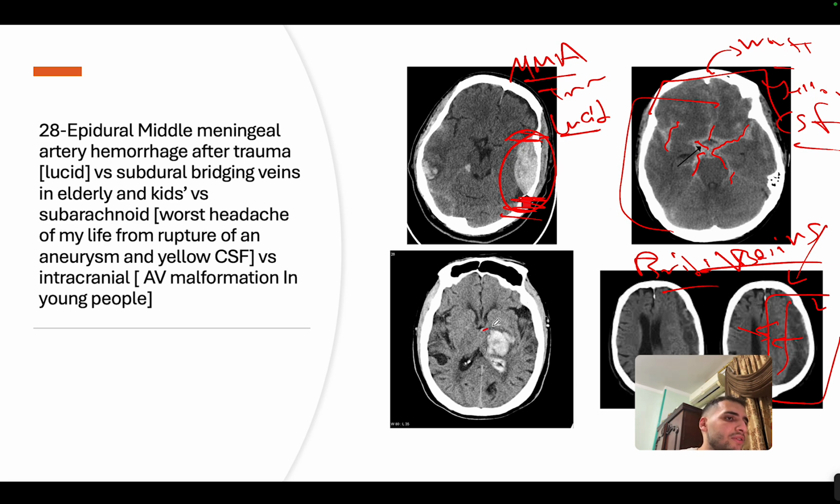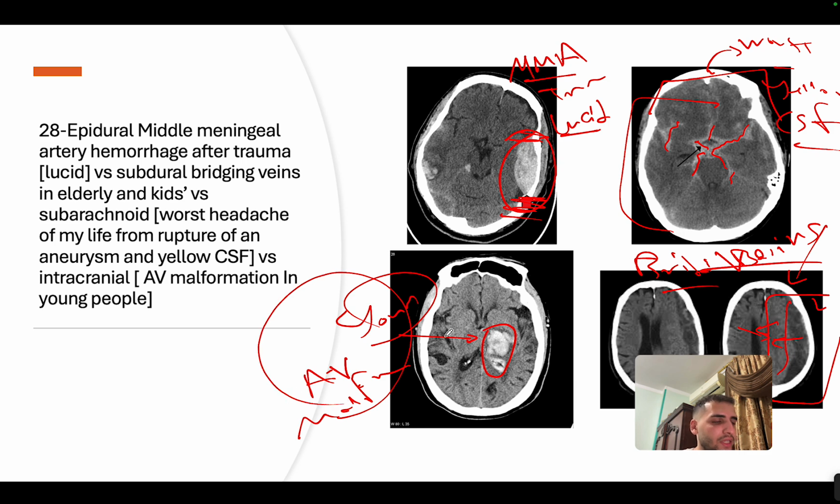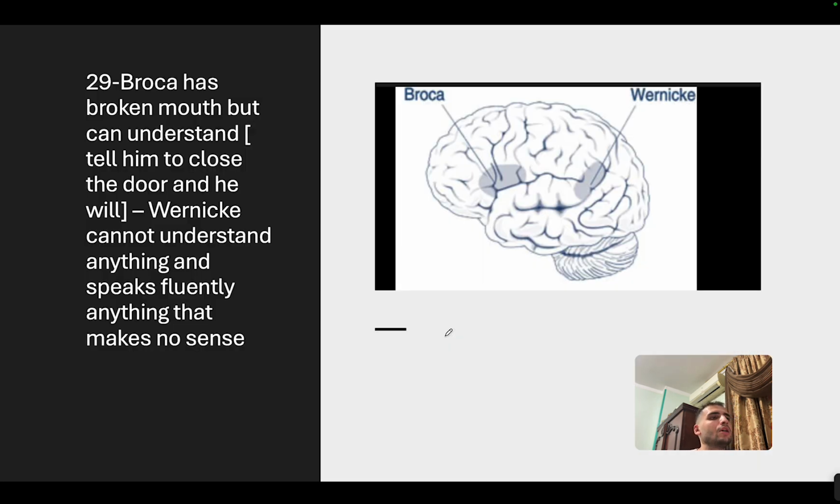The last one is intracranial hemorrhage. I need you to know that if this intracranial hemorrhage happens in young people, the answer would be that this person has arteriovenous malformation. Arteriovenous malformation. Okay.